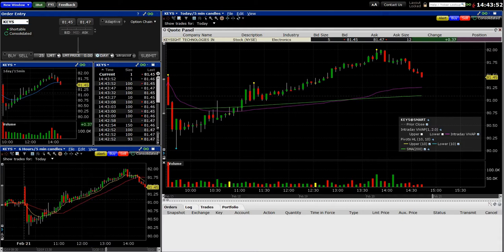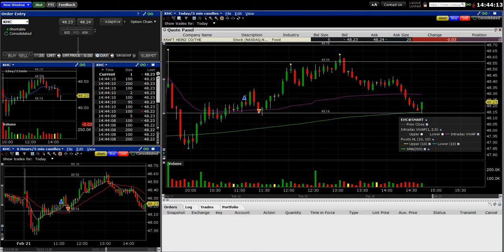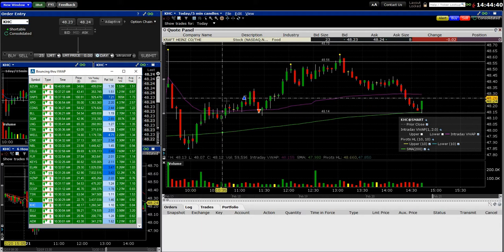So first off, I'm going to show you a bad trade I had today, and I'll show you why it was bad. Okay, here we go. So this was KHC. This showed up in my Trade Ideas scanner that I built. It showed up in my bouncing through VWAP scan, which I've mentioned in other videos. It probably showed up around 10:30, right around here, because it was milling around VWAP.